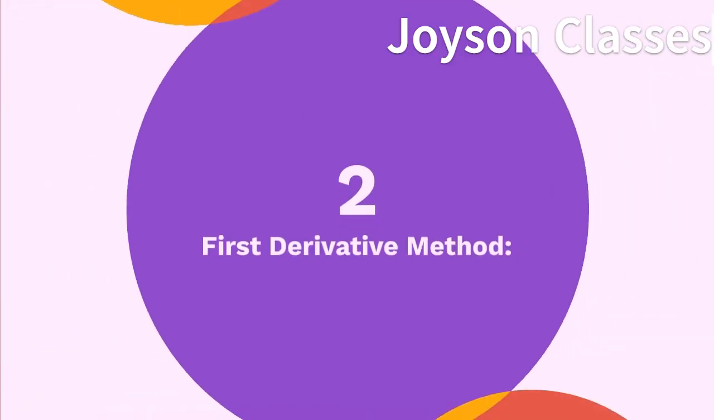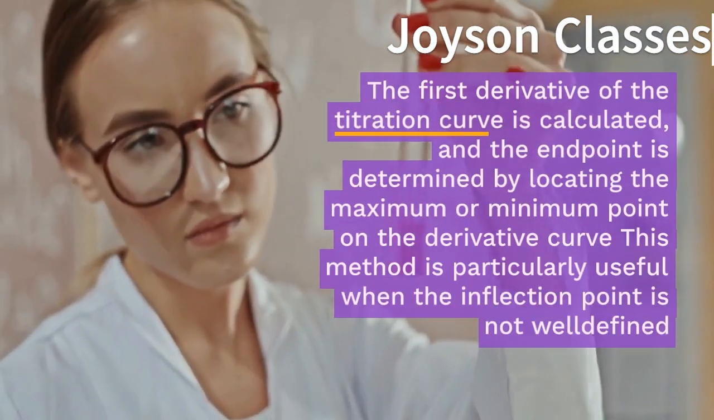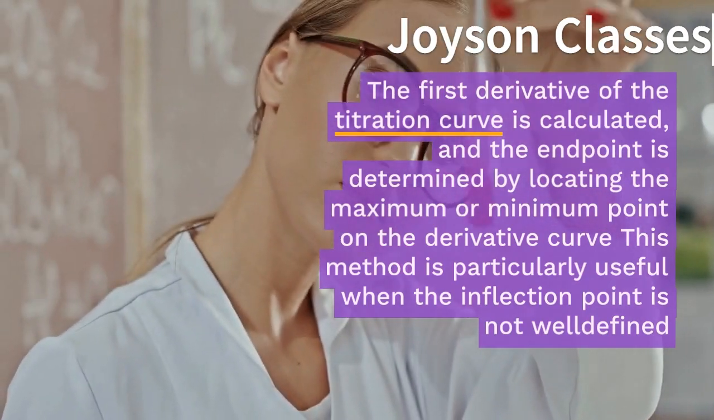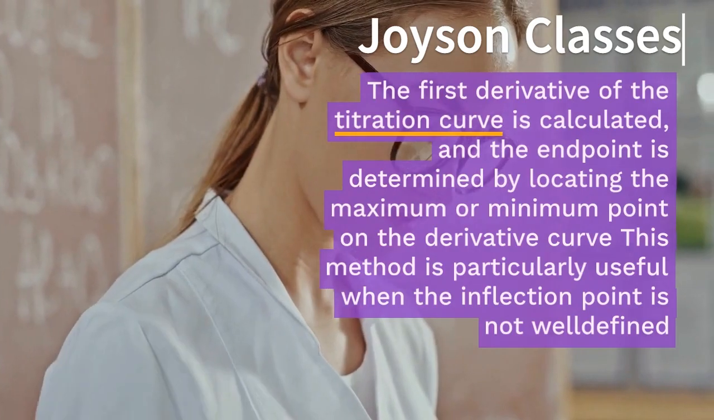2. First derivative method. The first derivative of the titration curve is calculated, and the endpoint is determined by locating the maximum or minimum point on the derivative curve. This method is particularly useful when the inflection point is not well defined.